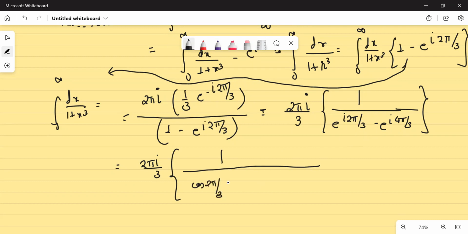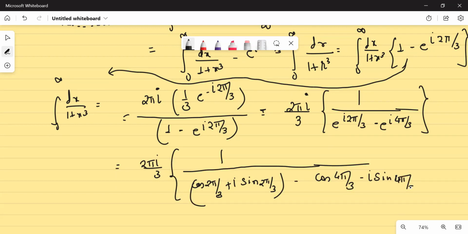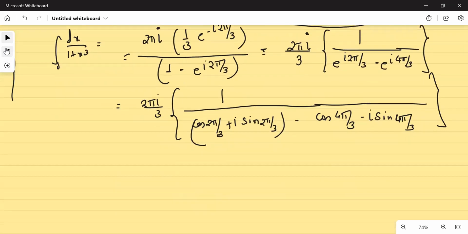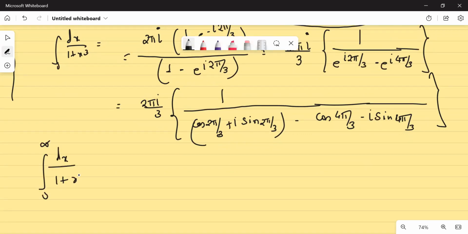Cos 2π/3 plus ι sin 2π/3 minus cos 4π/3 minus ι sin 4π/3. Is that clear? Then this minus, because the minus is kept outside. Okay, so you are left with only a few things now, and things will be done. So the integral on the left-hand side, where we are interested, is 0 to infinity dx upon 1 plus x cube.